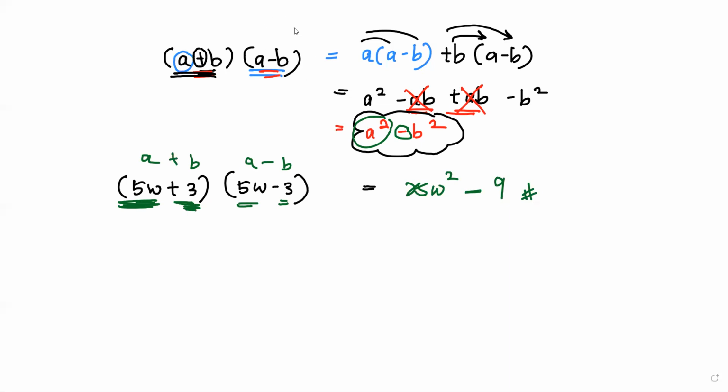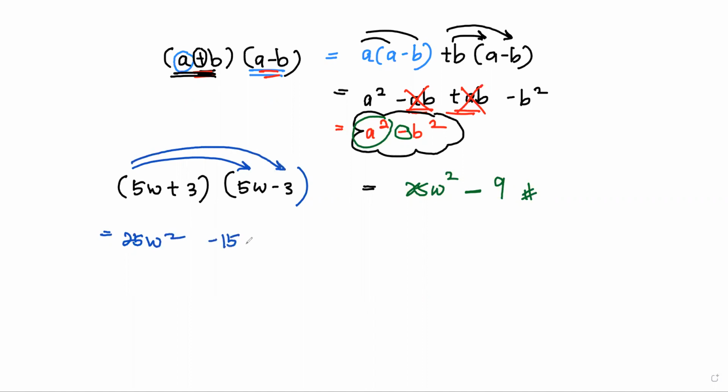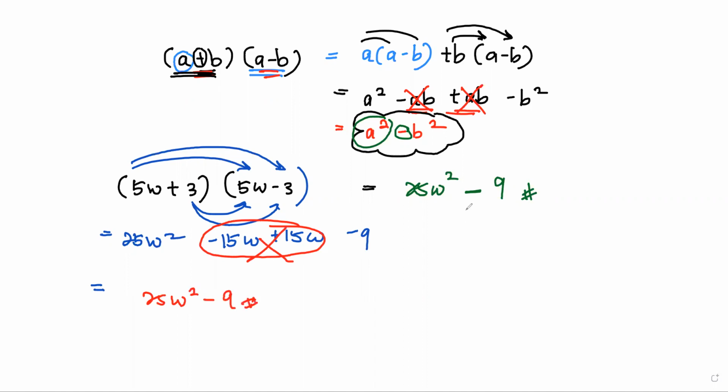And if you're not sure about this and you want to do it one by one, it's also possible. What we can do is use the expansion method. For example, this times this, 25W squared. This times this, minus 15W. This one, positive 15W. And this one is negative 9, you see? At the end, I will still get 1 plus and 1 minus. Then this one will be cancelled. So the final answer will be the same.